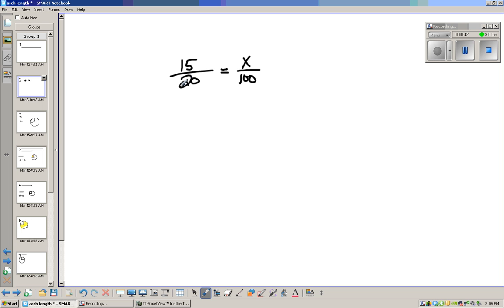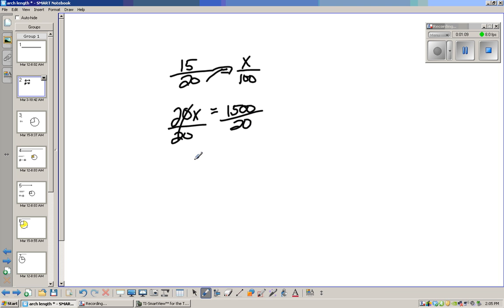See, it's the entire amount over part of it. Here's the entire amount of the answers if you got them all right. Here's if you got some of them right, part of it. And you cross multiply and divide. So you got to remember how to do this. 20 times x is 20x equals, and 15 times 100 is 1500. And then you would divide by 20.